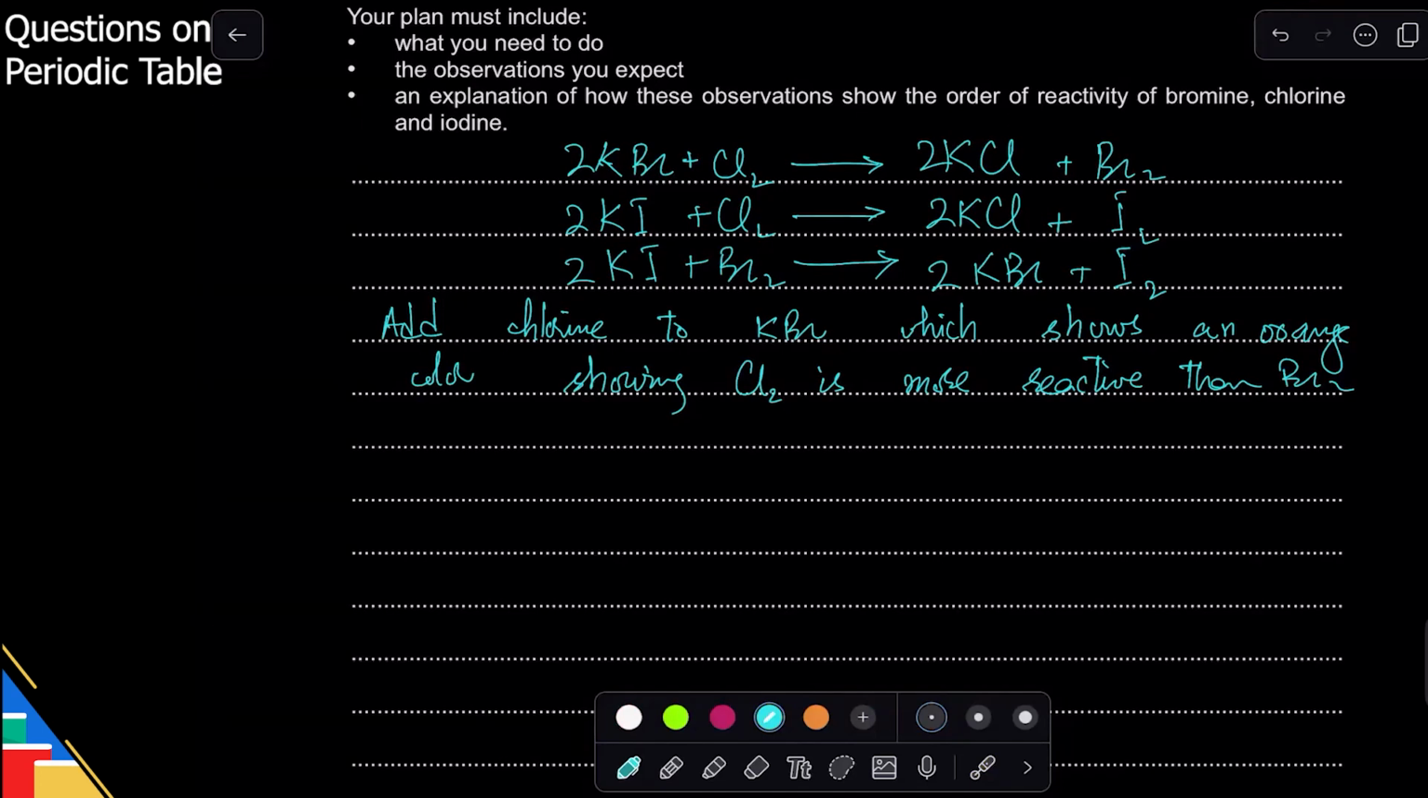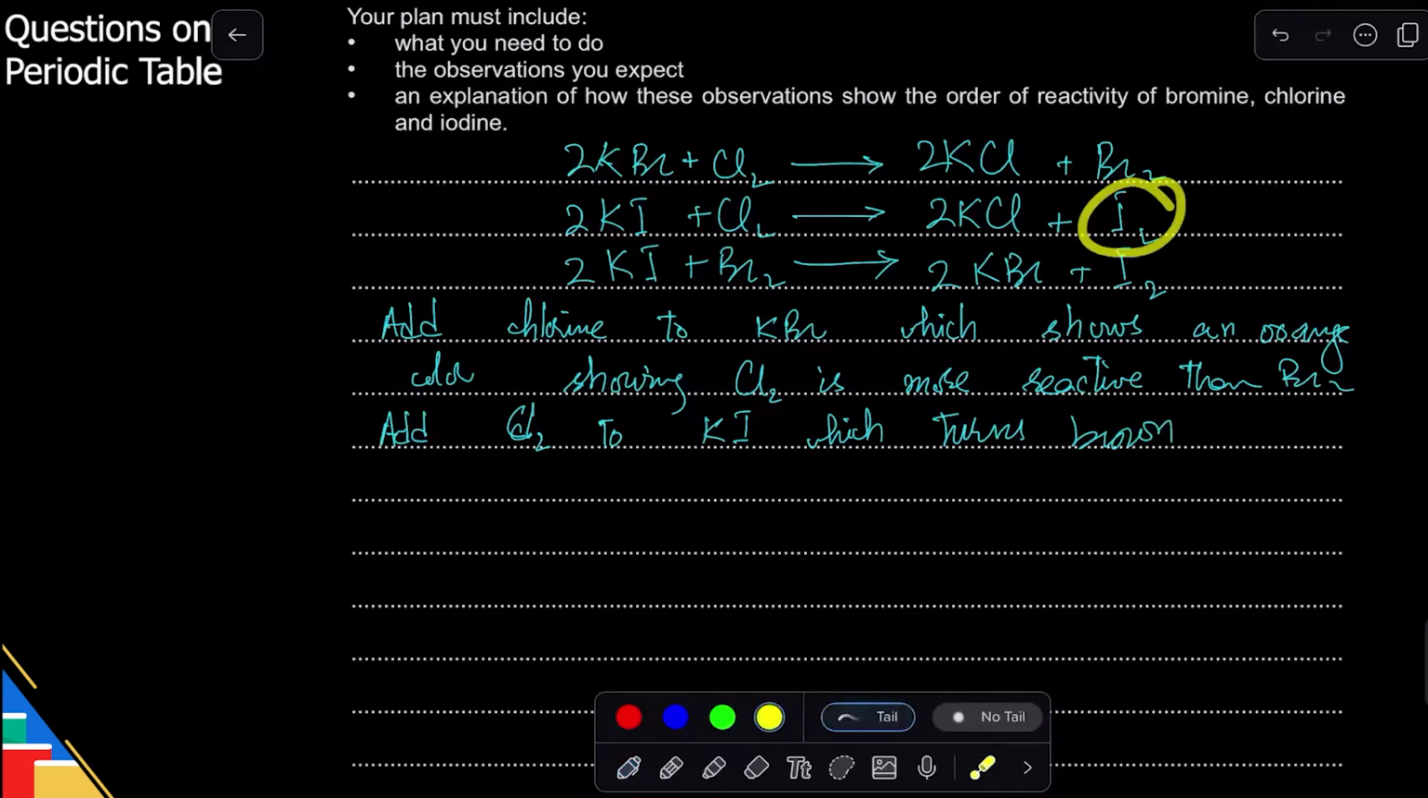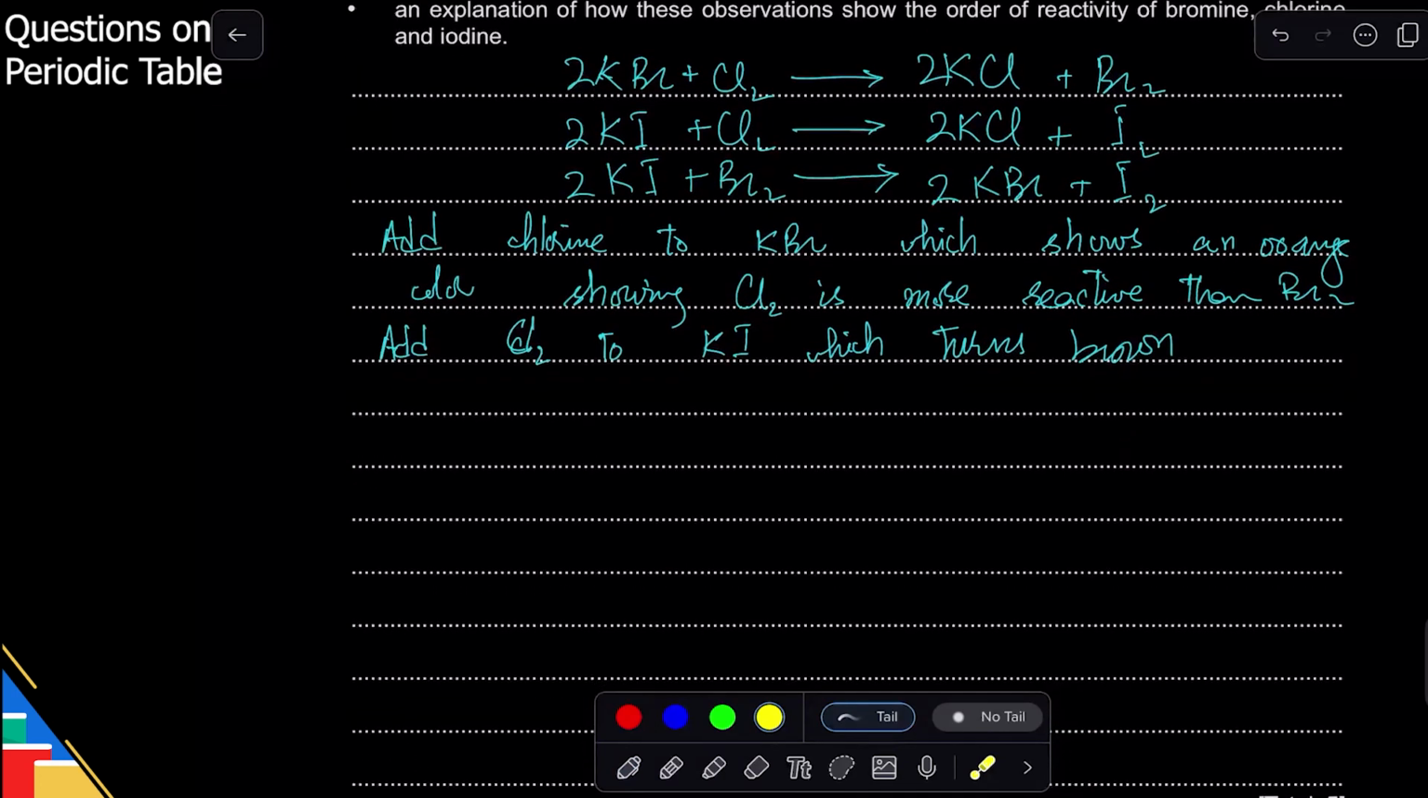Similarly, for the second one, we can say that add chlorine Cl2 to KI, which turns brown because पानी के अंदर आयोडीन का कलर ब्राउन होता है. By the way, iodine solid is black or gray black, लेकिन पानी में it forms brown solution. But in this part, अगर आप सिर्फ लिख दो ना कि it shows a color change या it shows कि it turns black, that's also acceptable. क्योंकि brown water के अंदर है, solid तो black ही होगा.